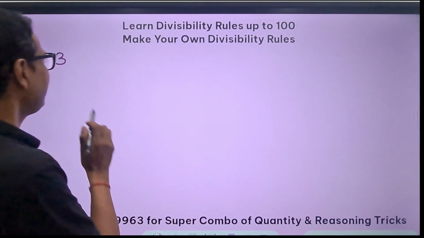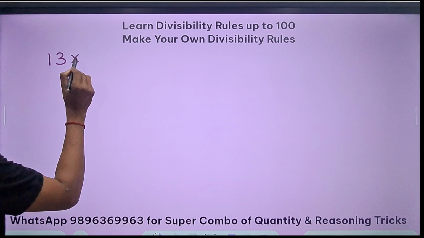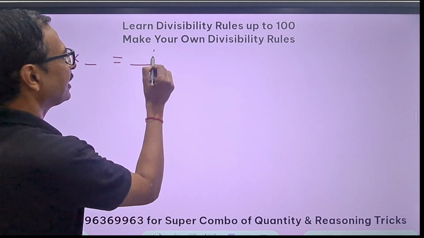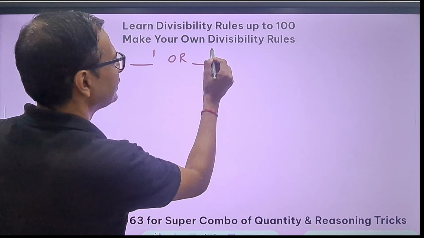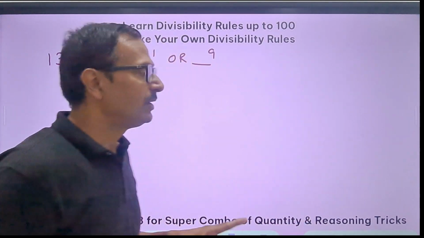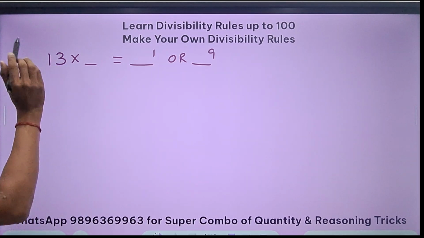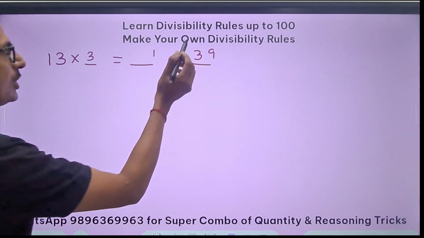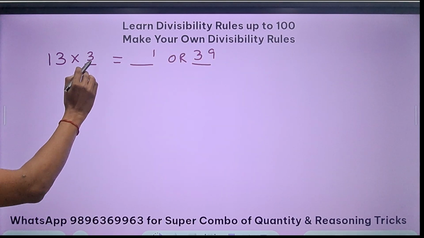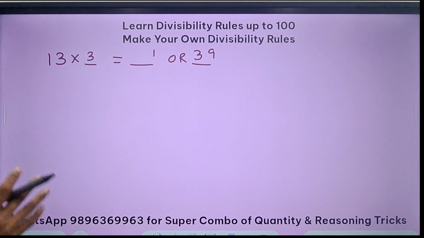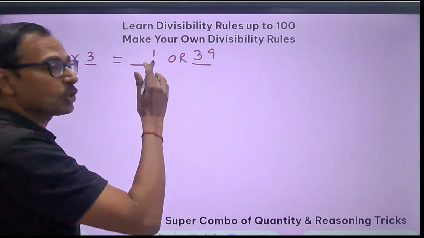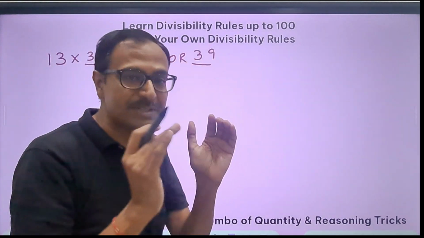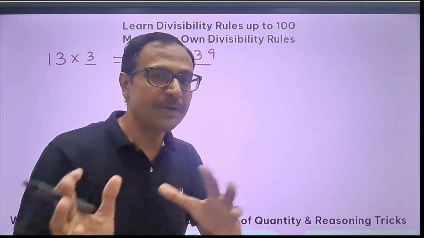Okay. Now if I want to multiply 13 by something and the number should end in either 1 or 9, this was the rule I told you, right? It is easier for me to get to 13 times 3 is 39, because 13 times 7 is 91, which will be a big number, so the oscillator will also be big. So I will only take the oscillator which is smaller and easier to apply.